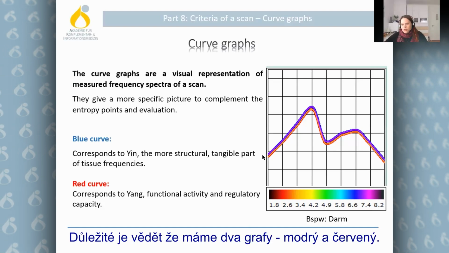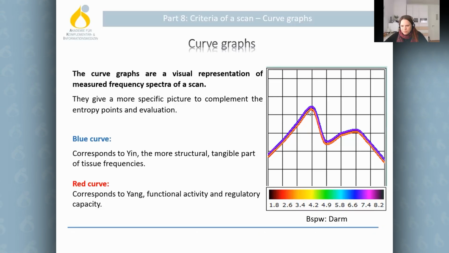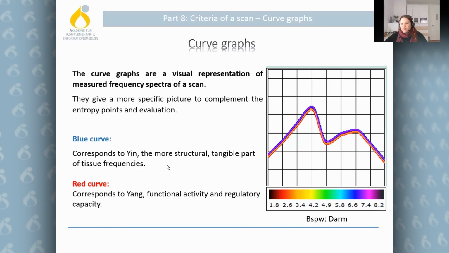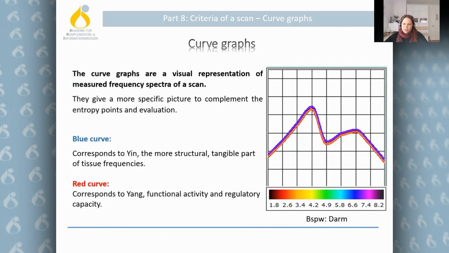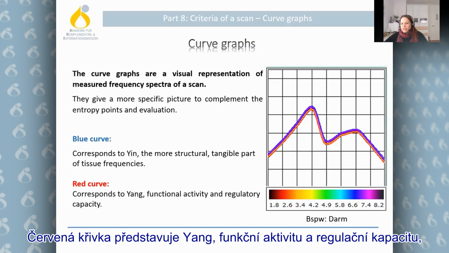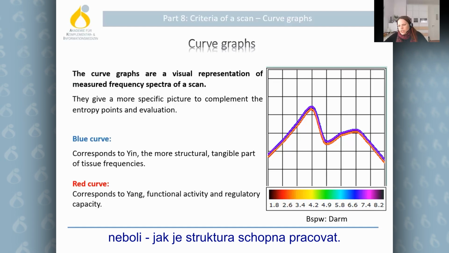What's important to know is that we have two graphs, the blue one and the red one. The blue curve corresponds to the yin, to the more structural, tangible part of tissue frequencies, so that the structure you can measure with this. The red curve is the yang, the functional activity, the regulatory capacity. So how much is this structure able to work?